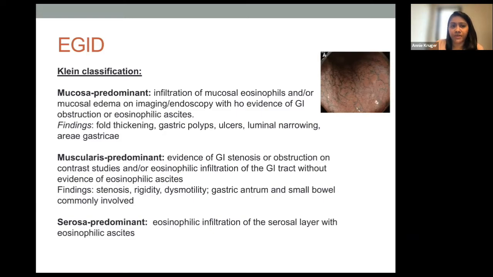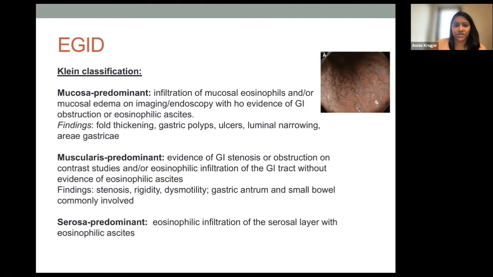But most commonly, it's either mucosa predominant or muscularis predominant that you'll see. And the mucosal predominant, you'll really just have patients who are saying, every time I eat, I feel really sick to my stomach. I have diarrhea. I really don't know what's going on. And then they get an endoscopy and you'll see this fold thickening and gastric polyps.